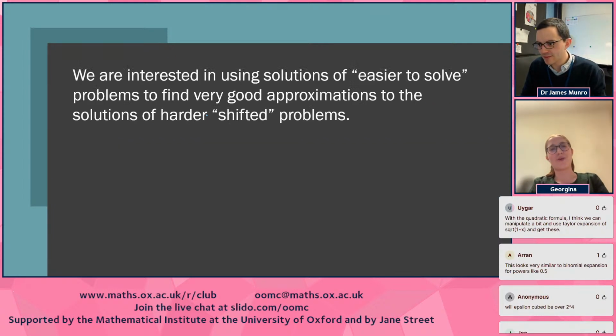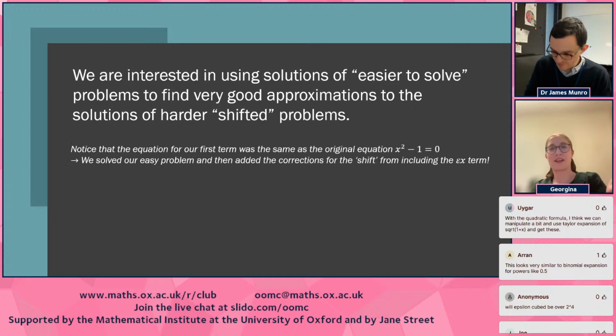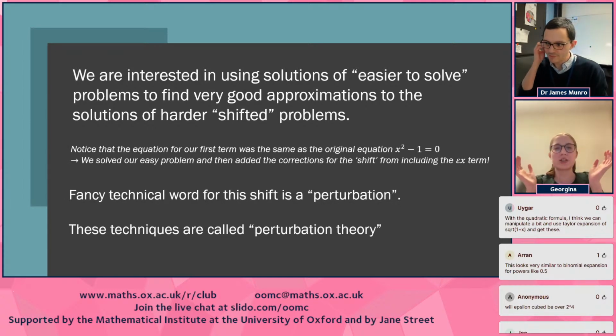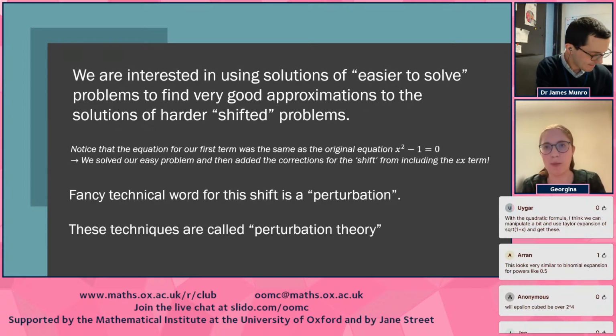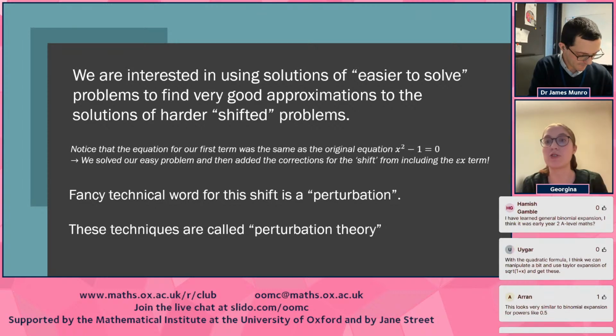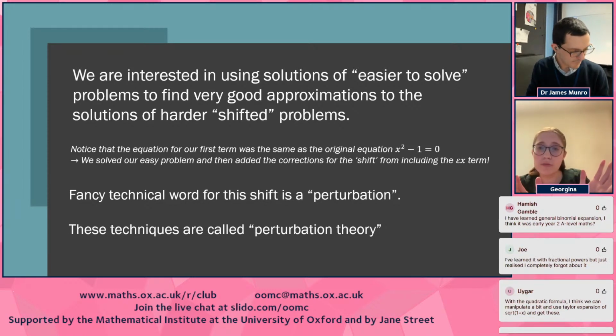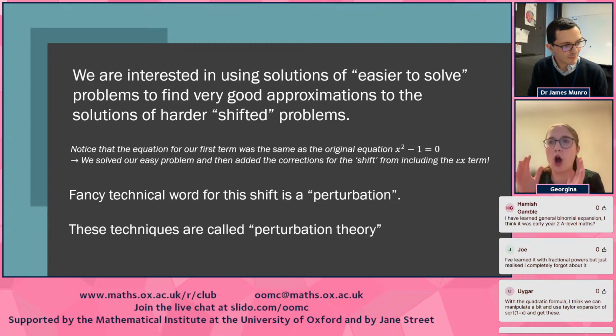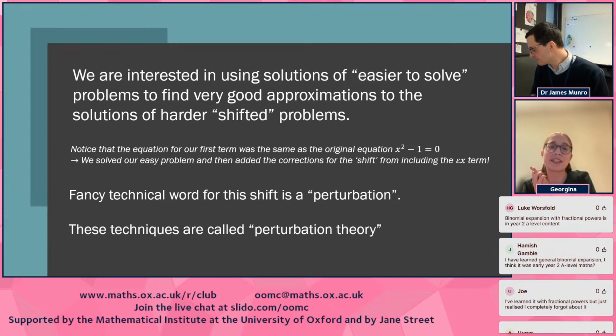So the interesting thing about this method is that we're basically using the solutions for an easy to solve problem, just x squared minus 1. We knew the solutions were 1 and minus 1. And we were able to use that knowledge, that that's what the first two terms in our series expansion should be, to find a good approximation to a harder shifted problem. So this problem that was shifted by this small term. The fancy technical word for when we've shifted a problem slightly is called a perturbation.